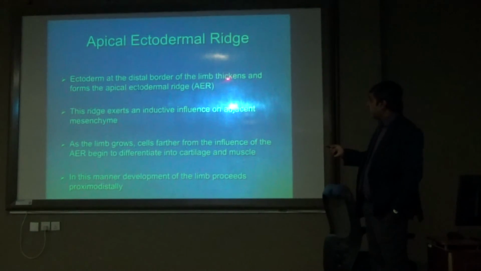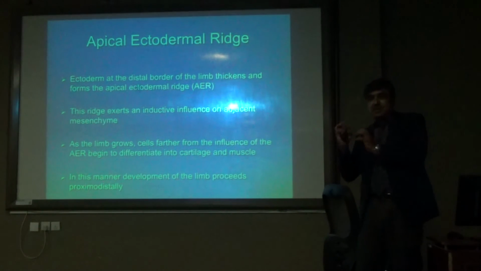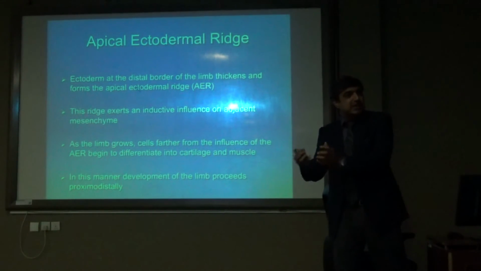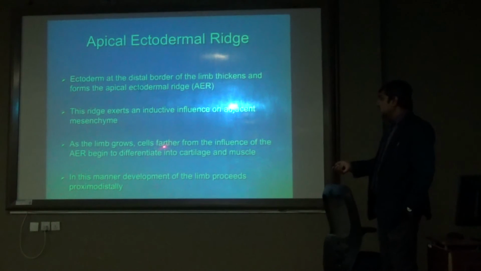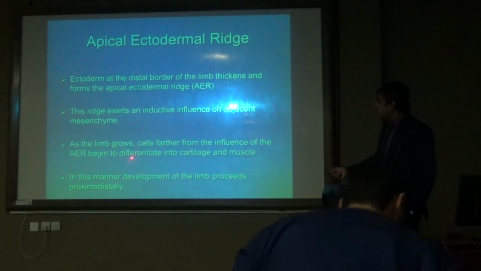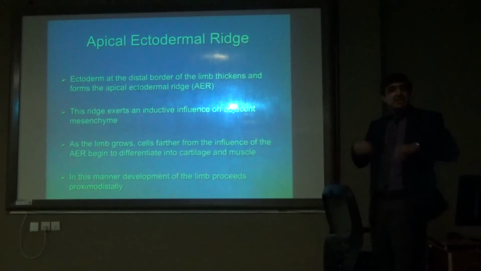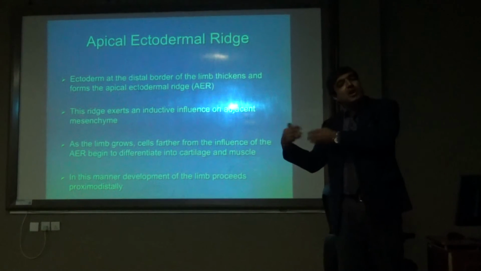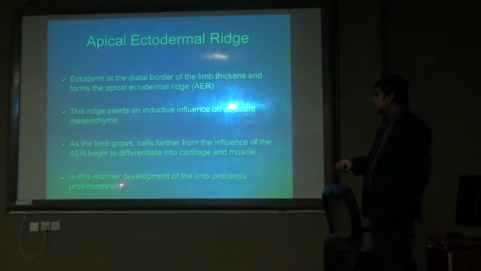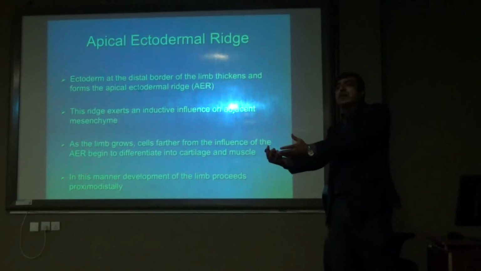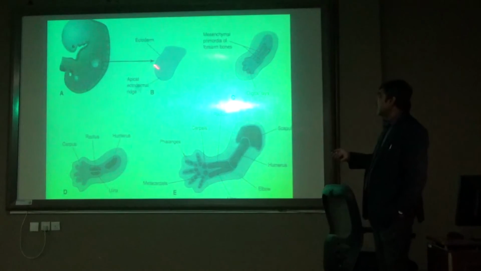Ectoderm at the distal border of the limb thickens and forms the apical ectodermal ridge. This ridge exerts inductive influence on adjacent mesenchyme. As the limb grows, cells farther from the influence of the AER, the ectodermal ridge, differentiate into cartilage and muscles. They are growing and converting into cartilage and bone. In this manner, development of the limb proceeds proximo-distally. Like this.